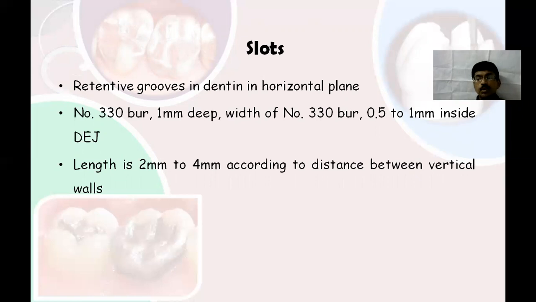The length of the groove is 2 to 4 millimeters, according to the distance between the vertical walls. So slots are retentive grooves given in the dentine in a horizontal plane with the number 330 burr. The depth of the slot is 1 millimeter, the width is the width of the number 330 burr, and it is 0.5 to 1 millimeter inside the dentino-enamel junction. The length of the slot is 2 to 4 millimeters depending on the distance between the vertical walls.